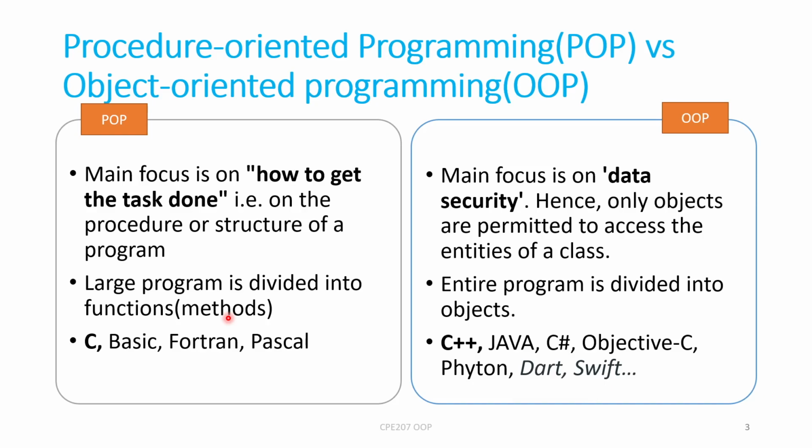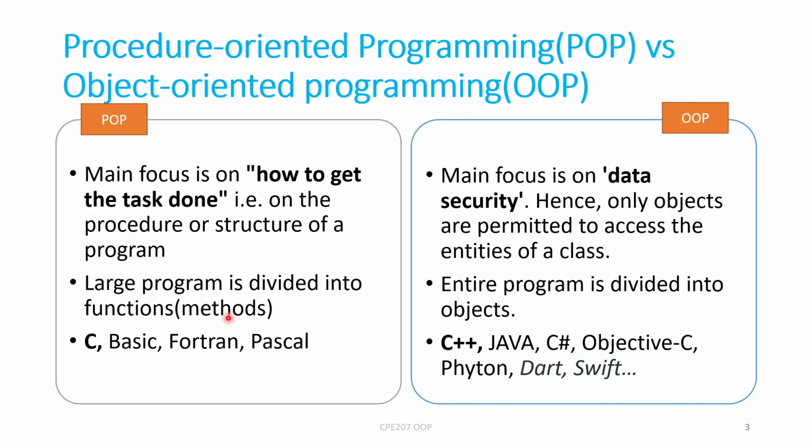However, in the object-oriented programming approach, the main focus is going to be data security. So only objects are permitted to access the entity of a class. We will control the access level of objects. And then in this approach, we divide the entire program into objects rather than methods.